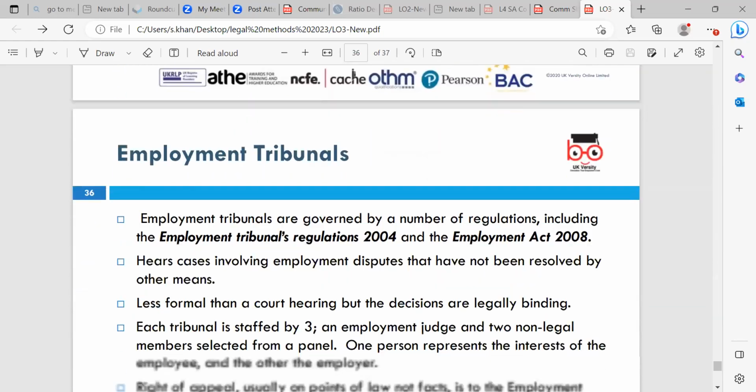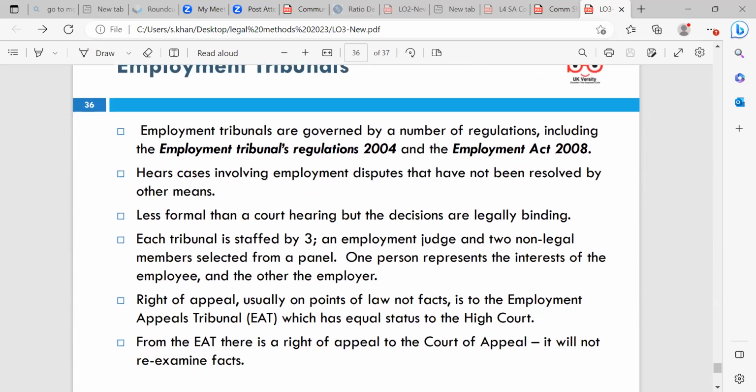Okay. The Employment Tribunal deals with employment issues and is governed by a number of regulations, including the Employment Tribunals Regulations 2004 and the Employment Act 2008. It hears cases involving employment disputes that have not been resolved by other means. This kind of tribunal is less formal than a court hearing, but the decisions are legally binding. Each tribunal is staffed by 3: an employment judge and 2 non-legal members selected from a panel.